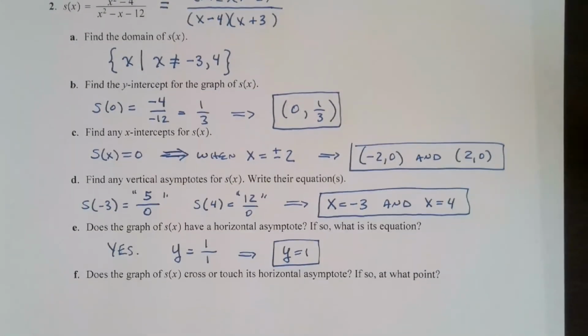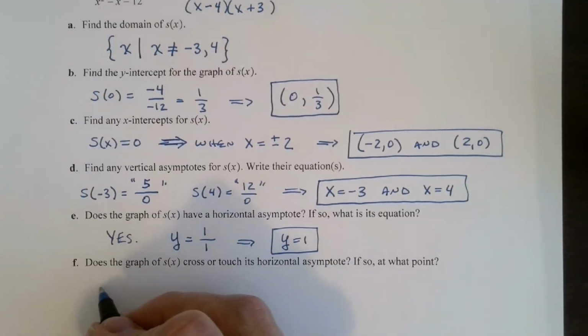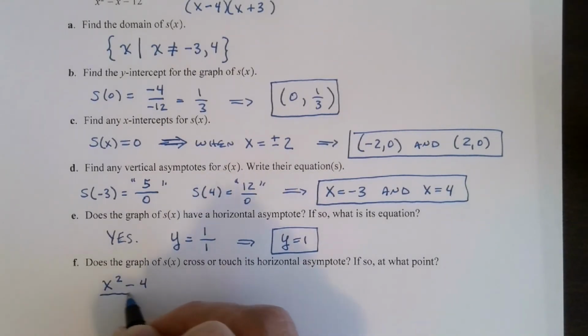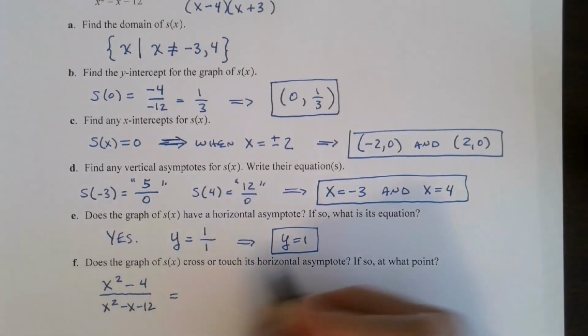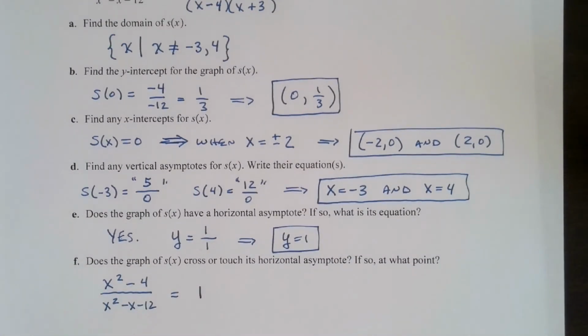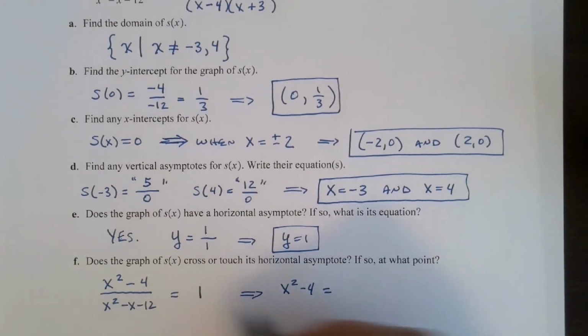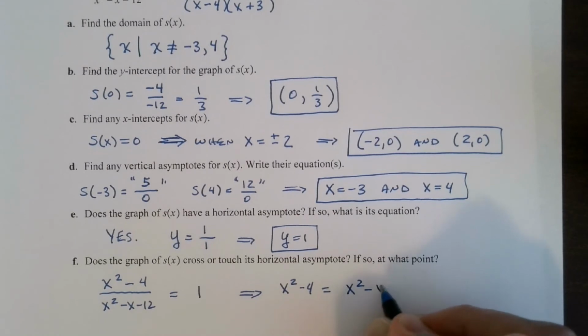Does the graph cross or touch its horizontal asymptote? Well, let's see. We want to look at this equation, s of x equals what? Its horizontal asymptote, y equals 1. Does the y value ever equal 1? Does s of x output ever equal 1? Multiply both sides by the denominator. 1 times the denominator is just this.